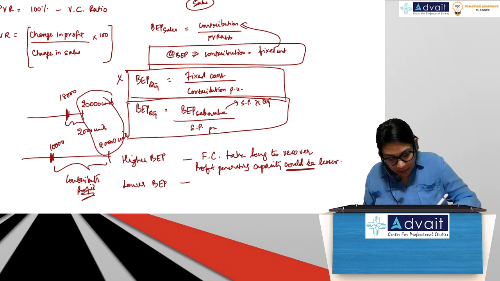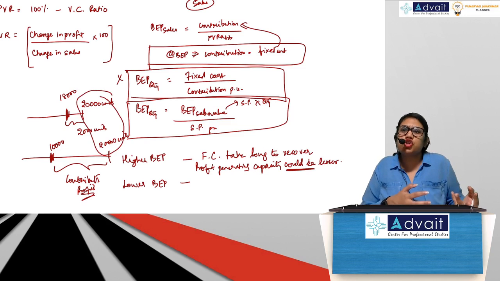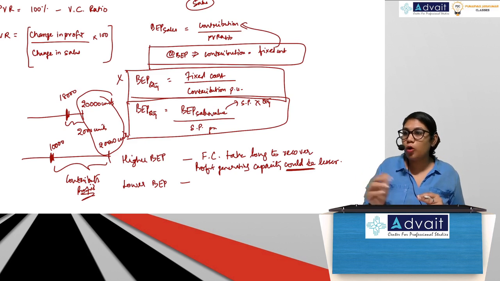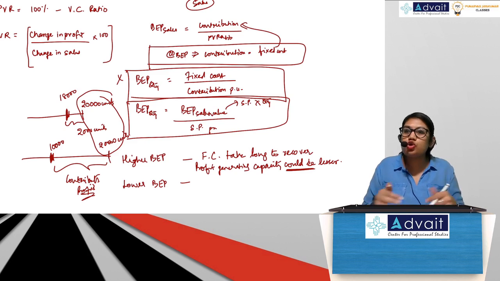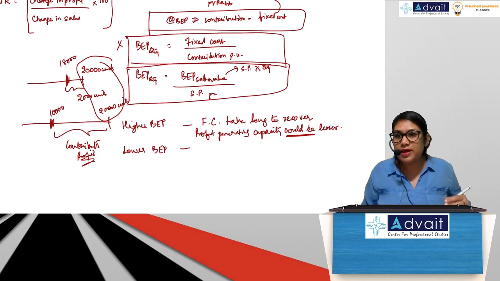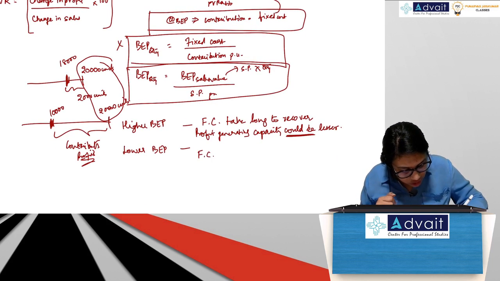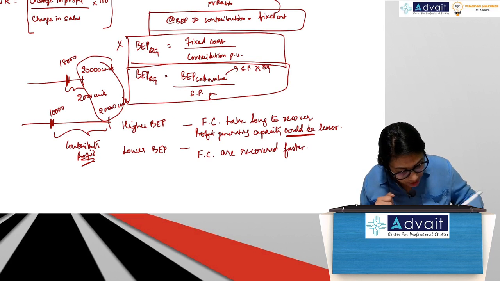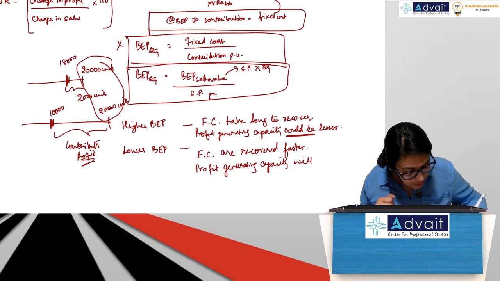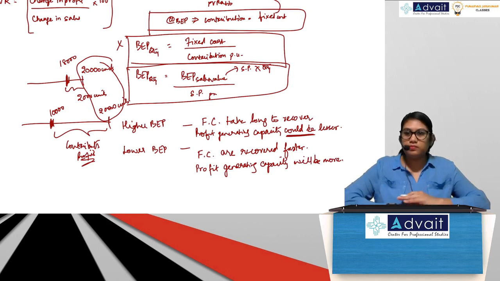Here market demand was my restriction. If there is no such restriction, then maybe the organization will generate standalone profits. Here I'm comparing, so I'm telling you. Guys, okay? Similarly, lower BEP. Lower BEP means fixed costs are recovered faster, which means profit generating capacity will be more.